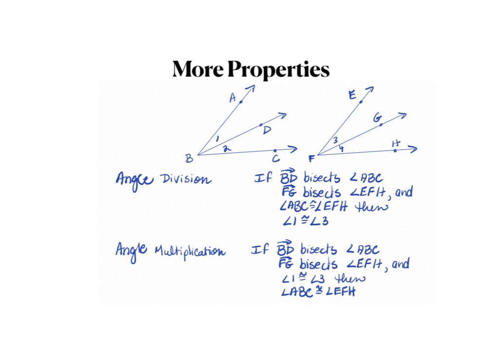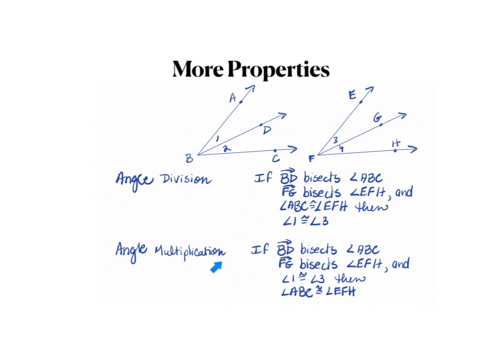Just like segment addition and segment subtraction also work for angles, division and multiplication also work for angles. So if I know that BD bisects angle ABC and FG bisects angle EFH, and I know the entire angles are congruent, then I know the pieces are congruent. Division. Entire angle, cut in half, divide by 2, angle 1 is congruent to angle 3. I could also conclude that angle 2 is congruent to angle 4.